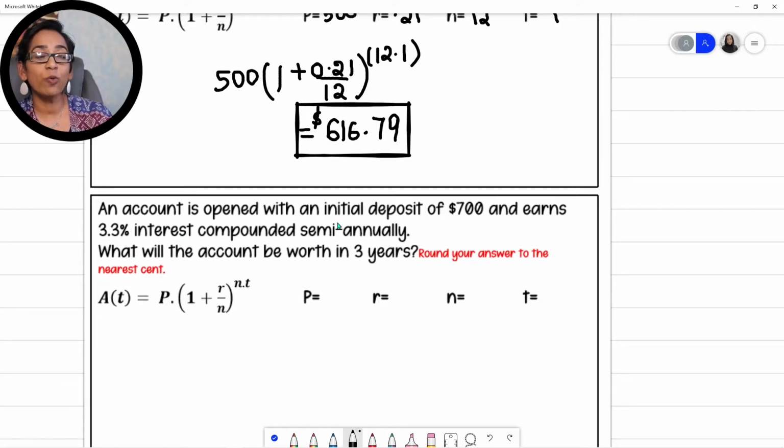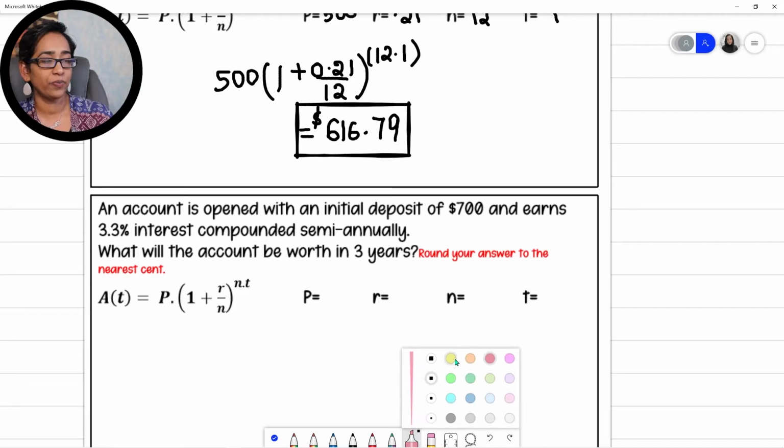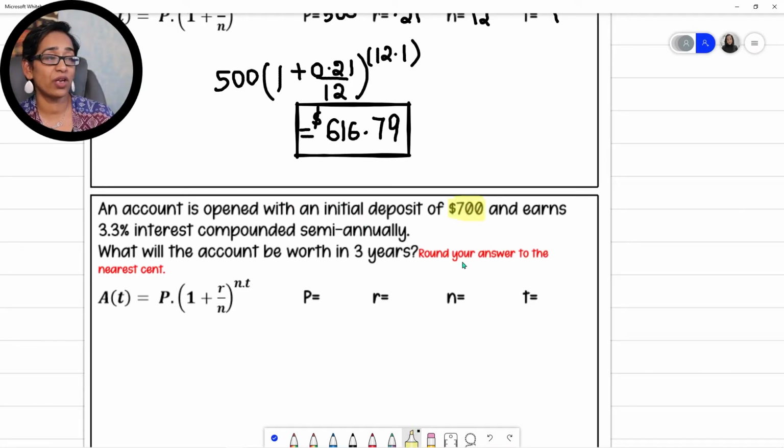An account is opened with the initial deposit. Let me go get my handy dandy highlighter. An account is opened with the initial deposit of $700 and earns an interest of 3.3%, compounded semi-annually. What will the amount be worth in 3 years?